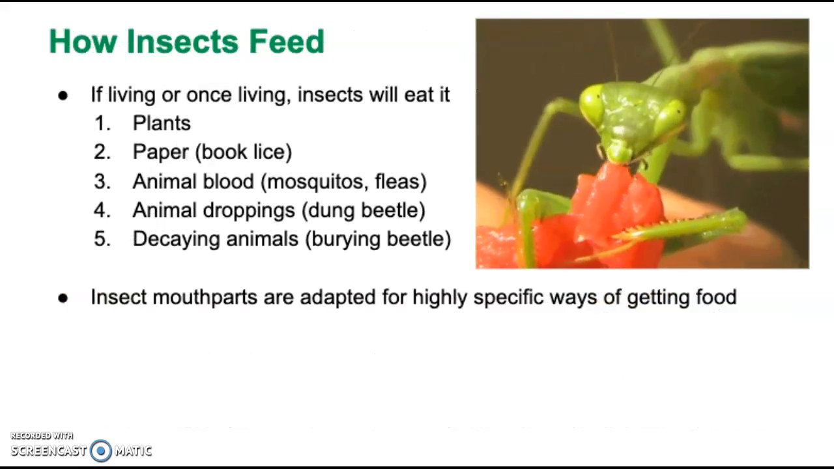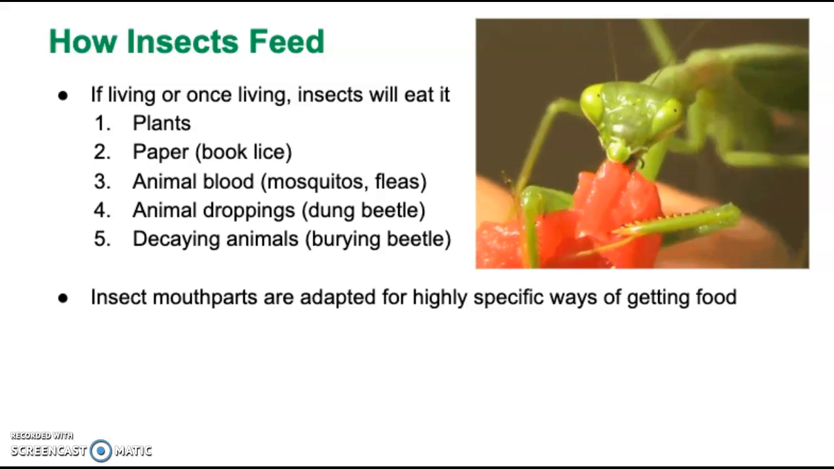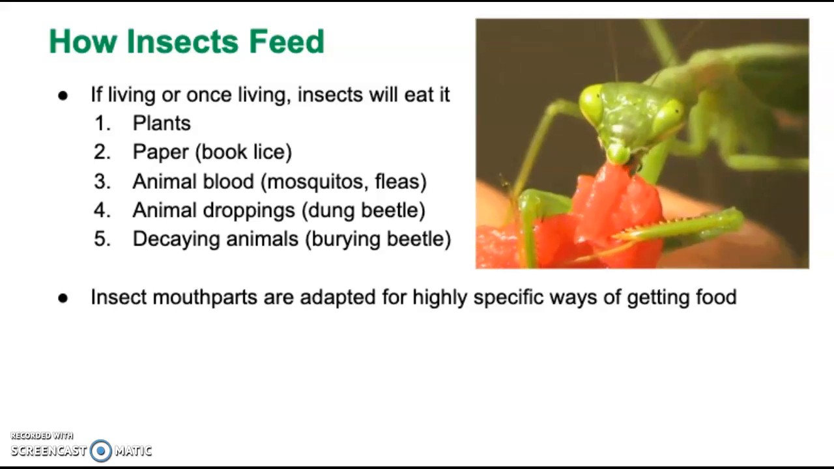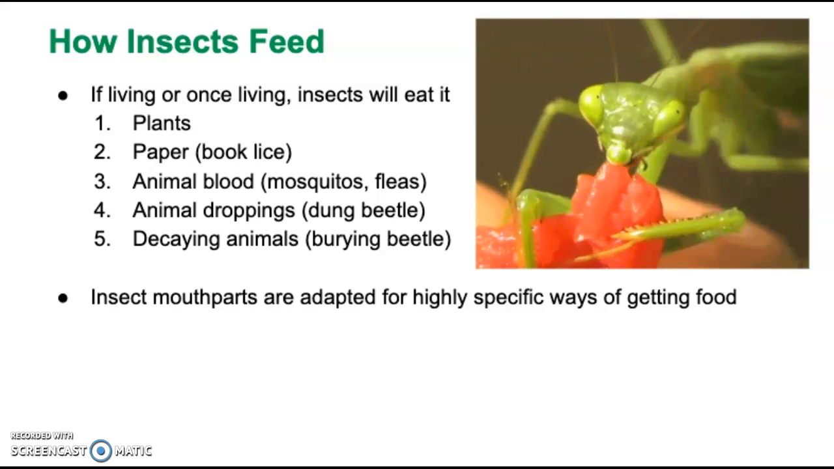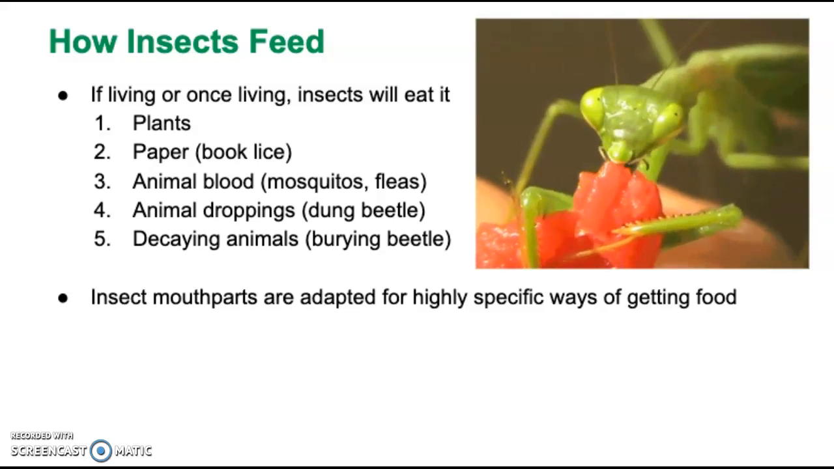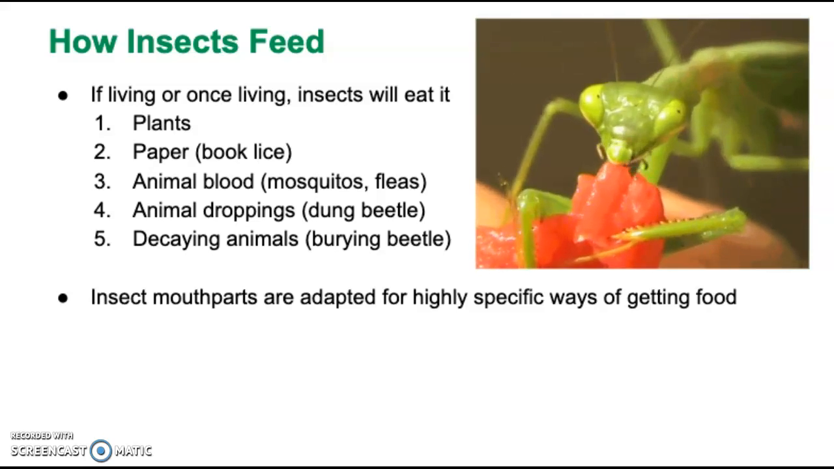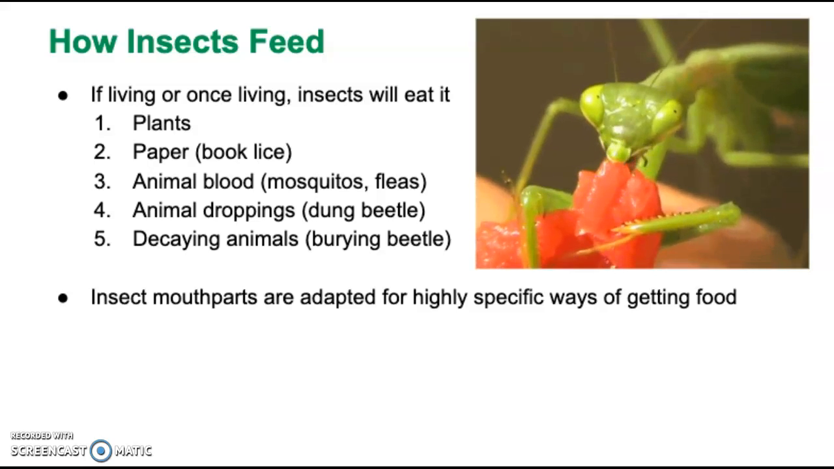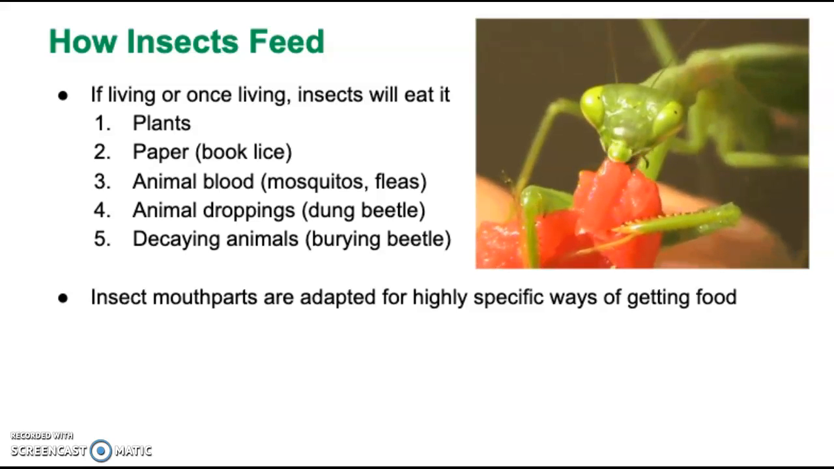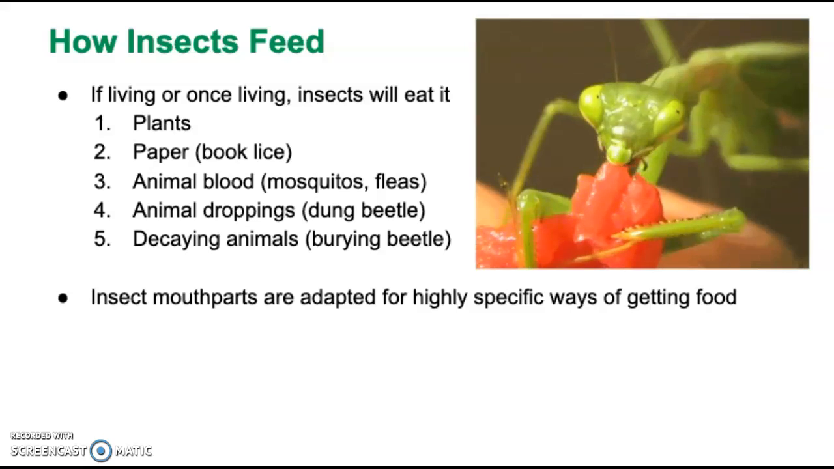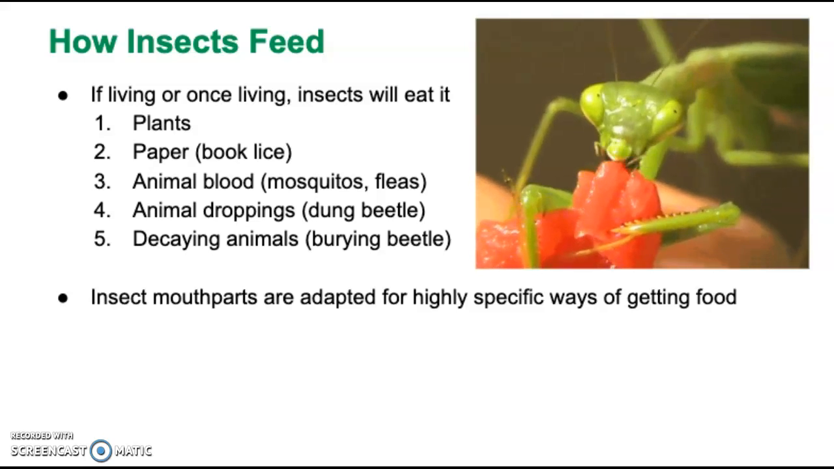Insects are going to live on all sorts of things. Basically, it's a good rule of thumb to remember, if something is living or was once living or was made from something that was living, an insect can probably eat it. Lots of insects feed on plants or plant-like materials like this grasshopper that you see in the picture. Insects can also feed on things that were produced from plants like paper. Book lice eat paper. Some insects live on animal blood. Insects like mosquitoes and fleas would fit in that category.